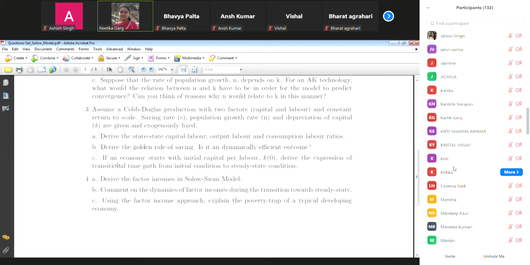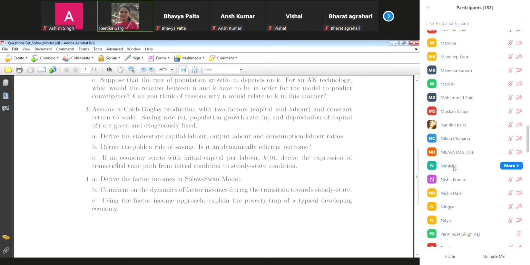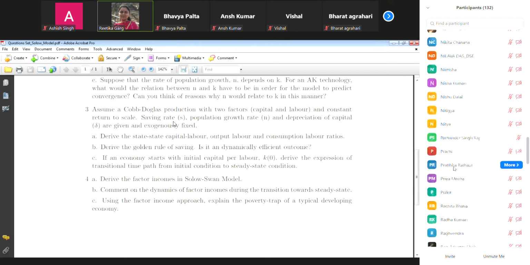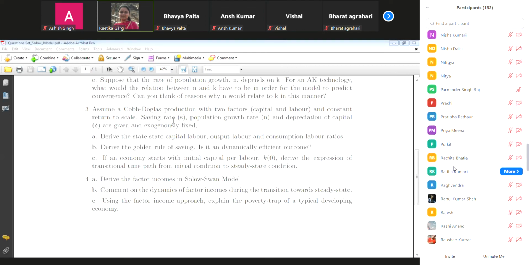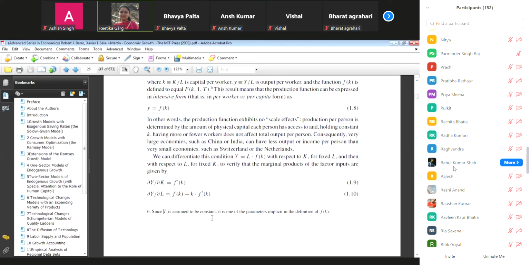Okay, derive the factor incomes in the Solow-Swan model. Very simple. It's also given in the textbook, and you've done it, I think, umpteen number of times at the graduate as well as the postgraduate level. Yeah, these equations. These are simple, straightforward equations.